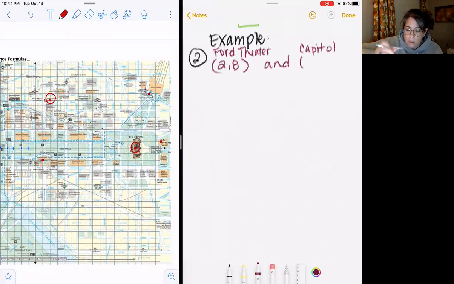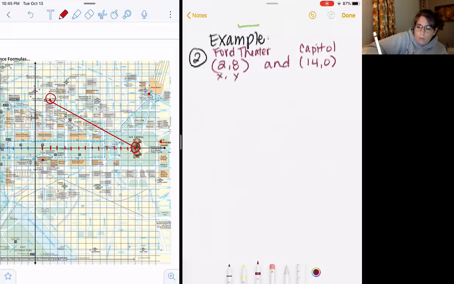The Capitol building is actually another one on 0. So 1, 2, 3, 4, 5, 6, 7, 8, 9, 10, 11, 12, 13, 14. So (14, 0) because it's on the line. We're trying to find the distance and the midpoint from there to there. That's where we're going. We're going from the Ford Theater to the Capitol building, and there could very well be an underground tunnel from there to there, who knows? And you can figure it out from there. So X1, Y1, label them. X2, Y2, label them.